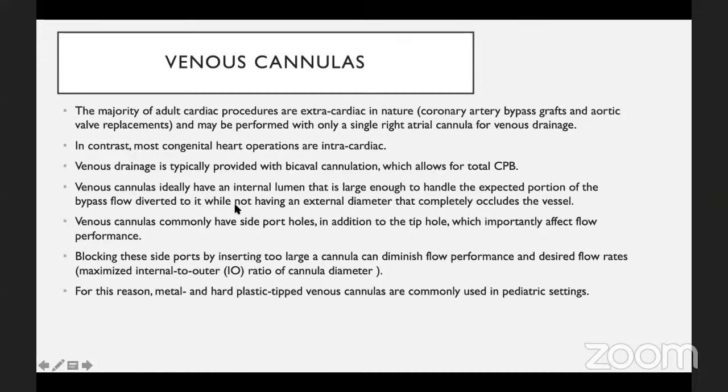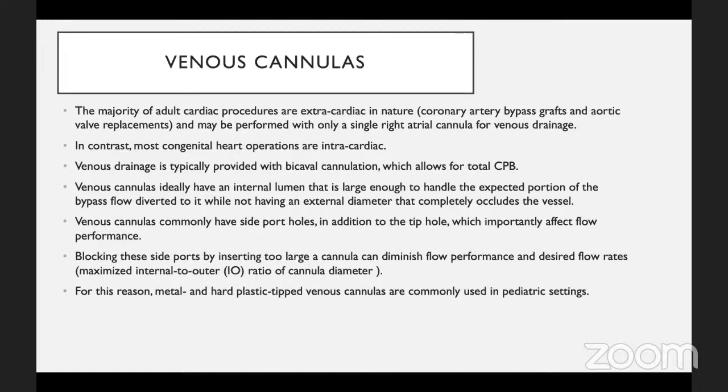Venous cannula: the majority of adult cardiac procedures are extracardiac in nature, like coronary bypass graft and aortic valve replacement, and may be performed with only a single right atrial cannula for venous drainage. But in contrast, most congenital heart operations are intracardiac. So venous drainage is typically provided with bicaval cannulation, which allows for a total cardiopulmonary bypass.